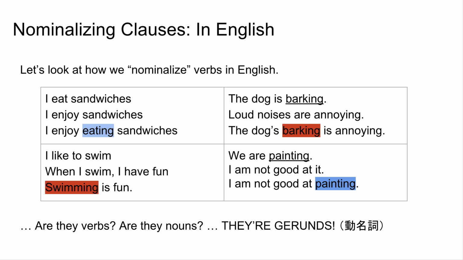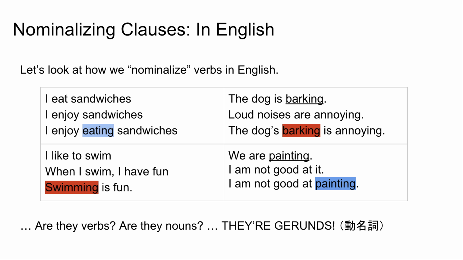Let's look at how we nominalize a verb in English. So I already talked about this. I eat sandwiches. I enjoy sandwiches. I enjoy eating sandwiches. That's a nominalized verb, eating, right there.